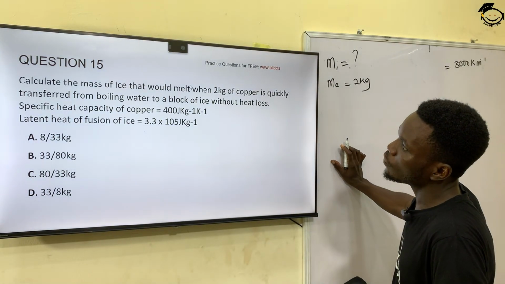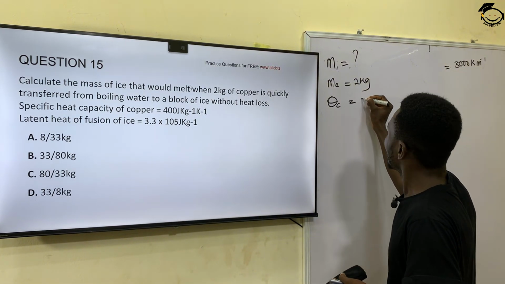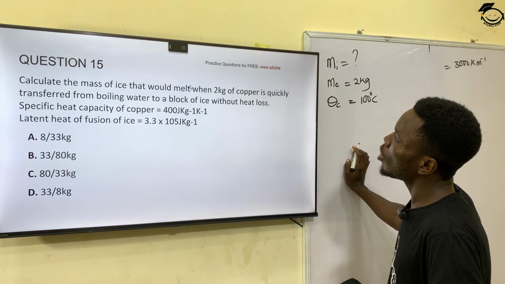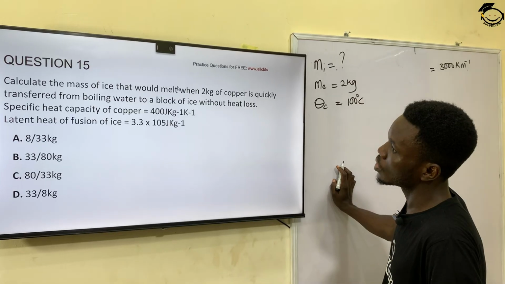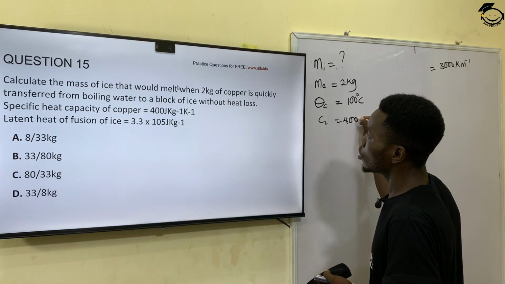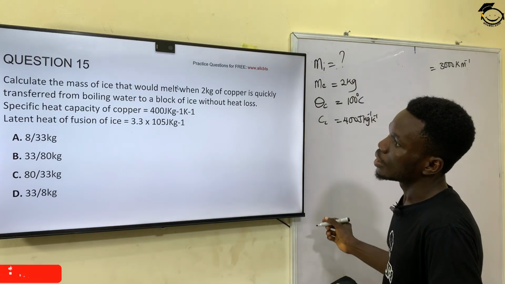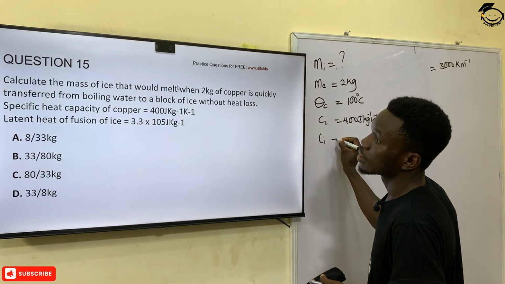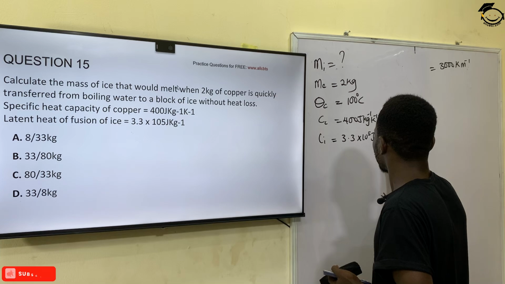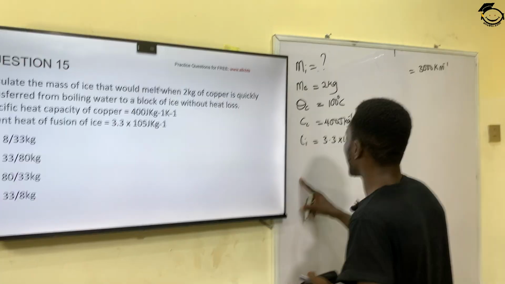Is quickly transferred from boiling water. So which means that the temperature of copper at that particular time is 100 degrees Celsius because it was in boiling water. So a block of ice without heat loss. They gave us the specific heat capacity of copper, C of copper, as 400 joules per kilogram per Kelvin. Then they gave us the latent heat of ice as 3.3 times 10 raised to power 5 joules per kilogram. So with this, we are asked to find the what? Mass of ice.